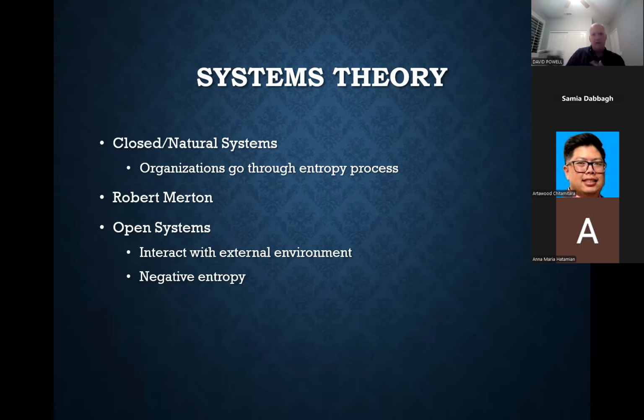We had to have a transition. So the transition from closed natural systems to open systems theory came to us from a person by the name of Robert Merton. And Merton is the one who talked to us a lot about this concept we talked about earlier tonight, goal displacement. And what Merton says is that organizations are not living organisms.